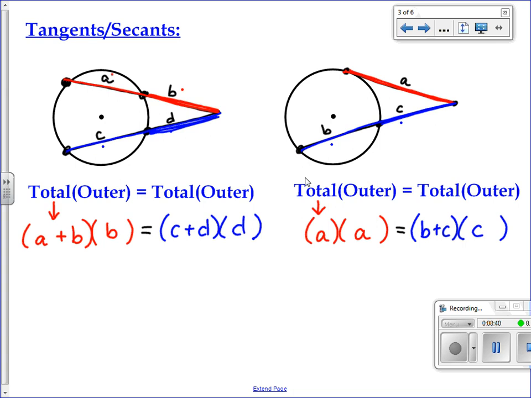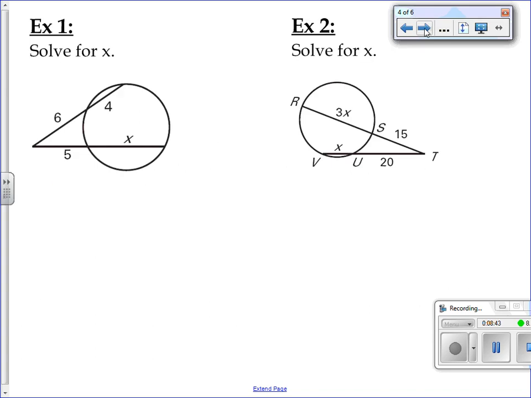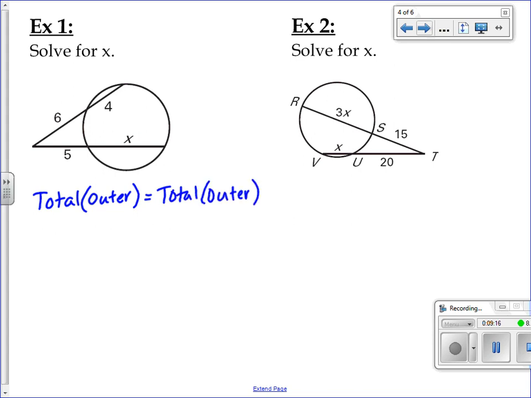Okay, so let's go ahead and do some examples. I'll do example 1, and then you might want to try example 2, maybe pause the video, and then switch back and forth, watch example 3, try example 4. All right, so let's look at example 1. I definitely have 2 secants here. I have 4 parts, and I'm going to use that idea of taking the total length of one secant, multiplying it by its outer part, and it's going to equal the total length of the other secant multiplied by its outer part.